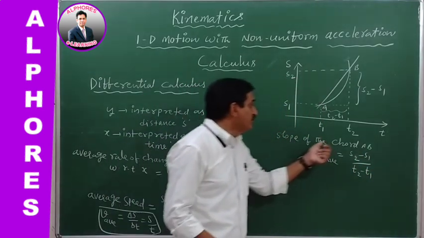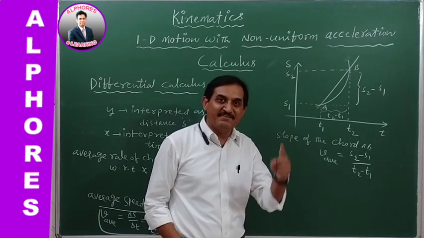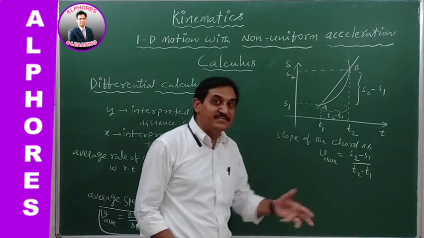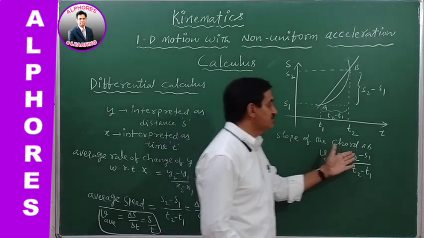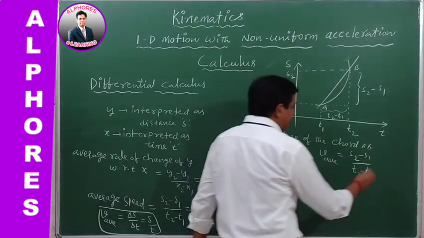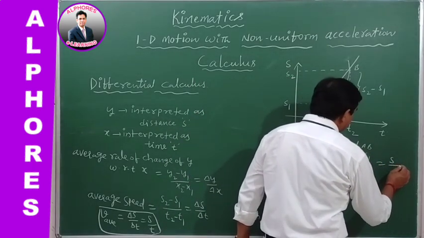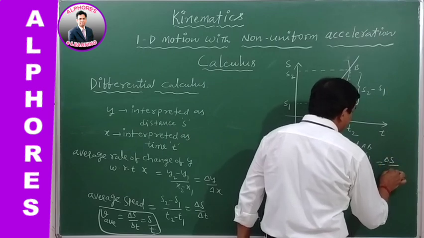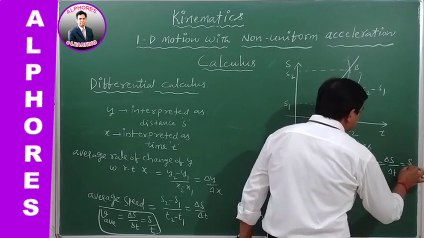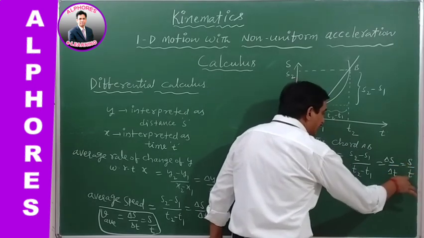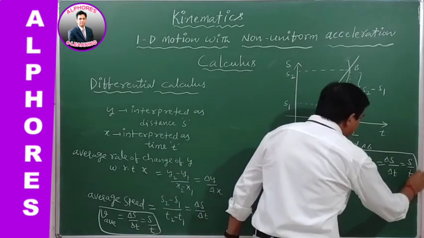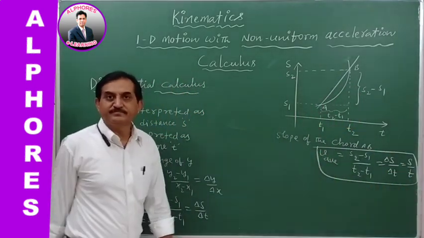So here the slope of the chord is giving what? The average value. In physics, it is average speed, because S2 minus S1 by T2 minus T1 gives delta S by delta T, which is S by T: total distance covered by total time taken, the average speed.